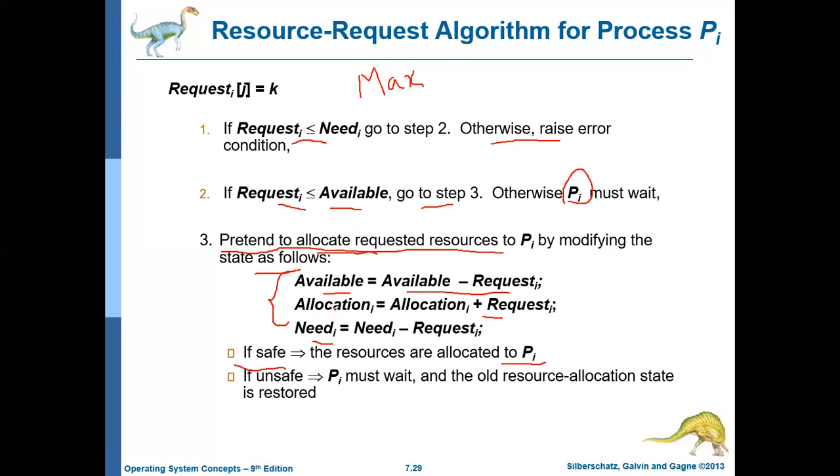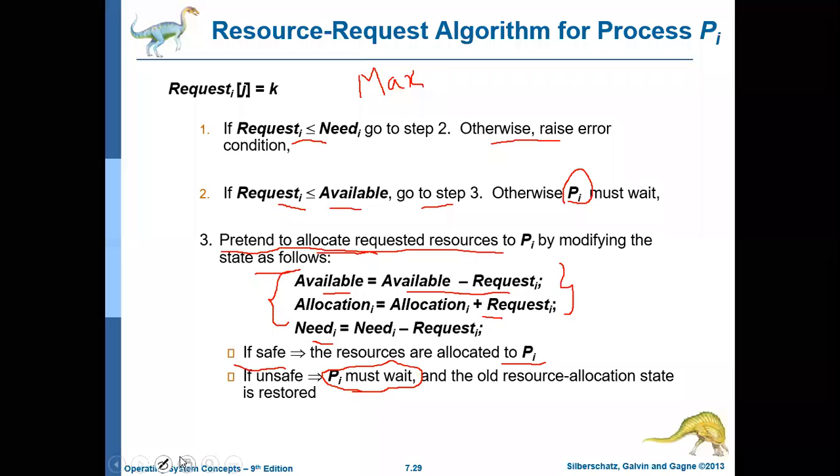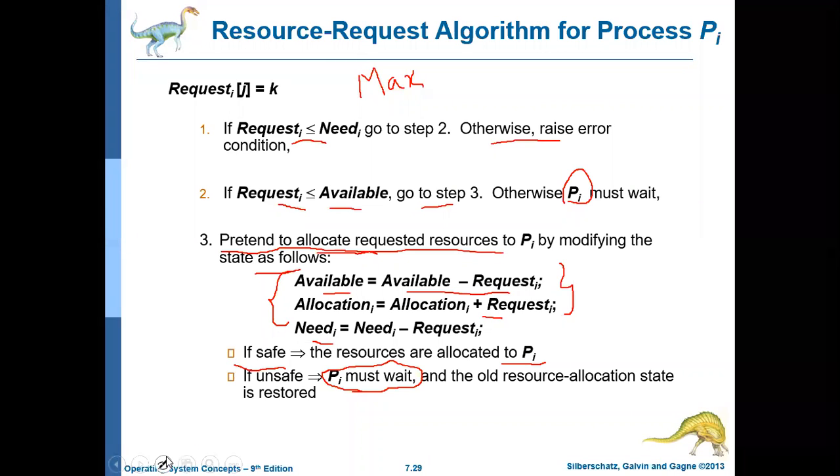Suppose after making the changes, the operating system observes that this will not keep the system in a safe state, it will take the system to an unsafe state. Then the process PI must wait, and whatever request PI has made cannot be granted. The resource allocation state will be restored, that is, it will go back. This new state will not be taken; the previous state will be considered. So this is what the Banker's algorithm does. Basically there are two algorithms: one is the safety algorithm, the other is the resource request algorithm.